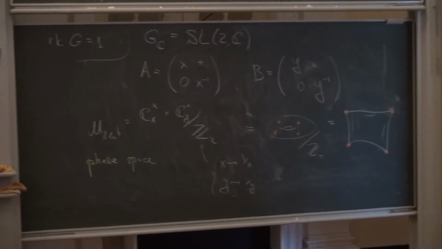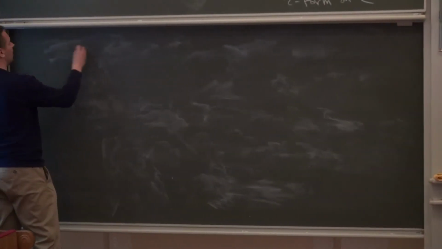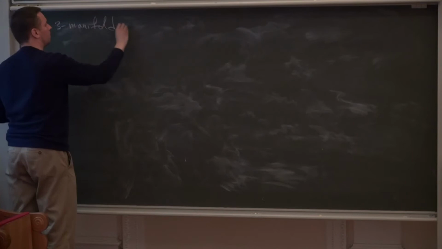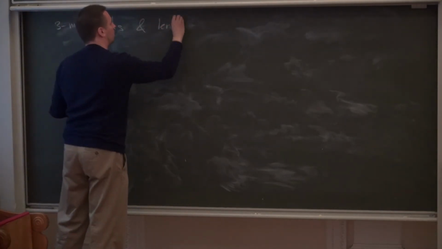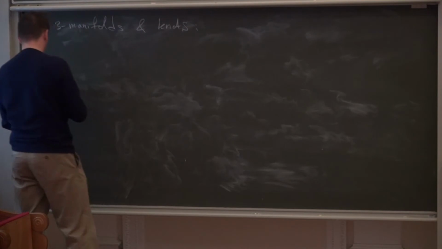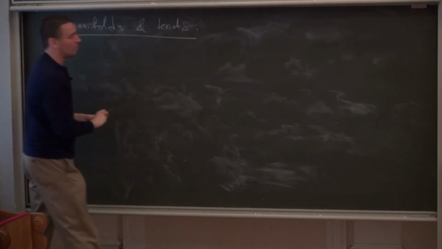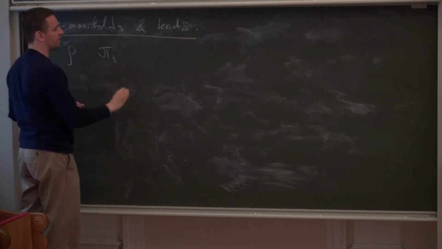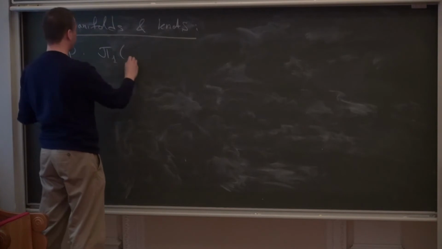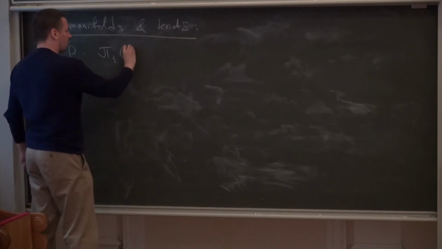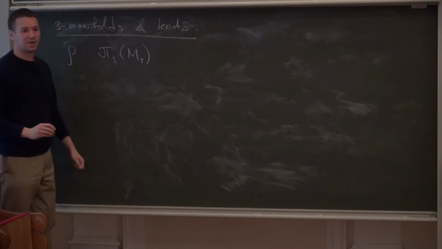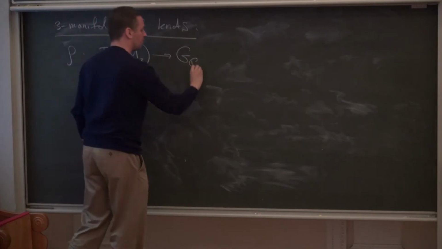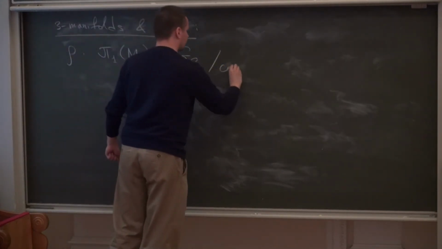Now let's move on to three manifolds. In the case of three manifolds, we're supposed to study analogous problems. So we again have representations. All the flat connections are characterized by representation from fundamental group. Now in this case, from fundamental group of a three manifold into our group G, or if I decide to work with complex group, into G_C, modulo conjugation.